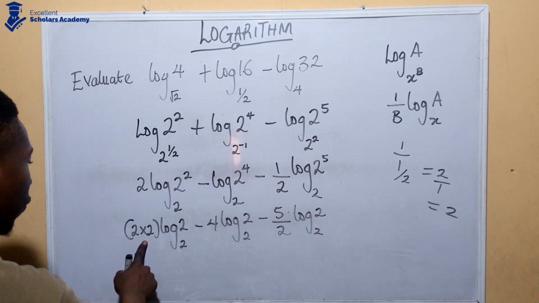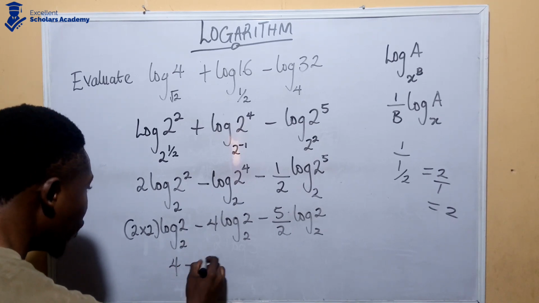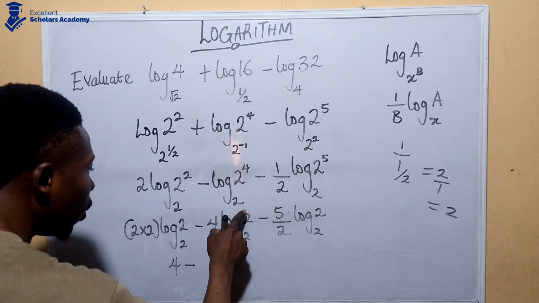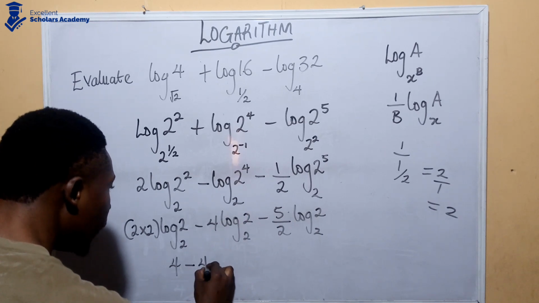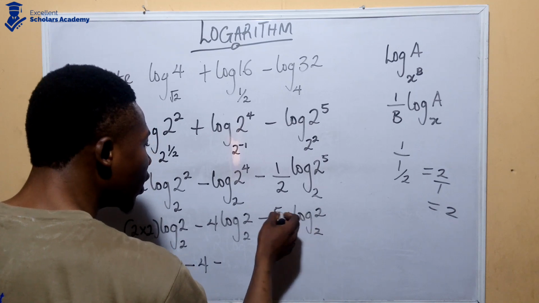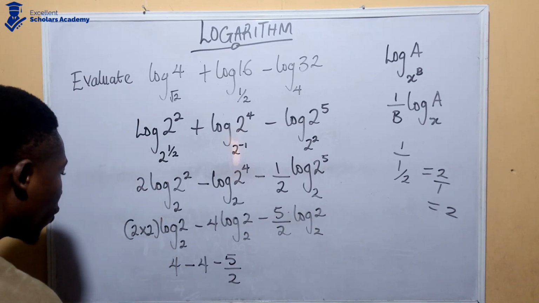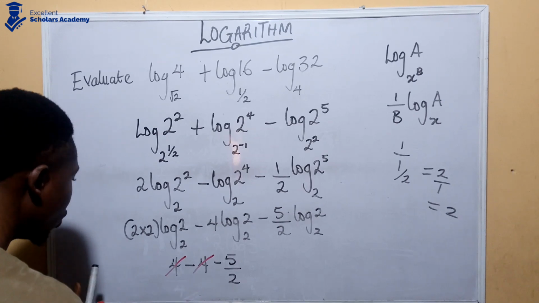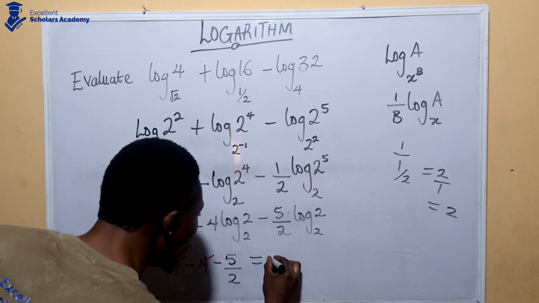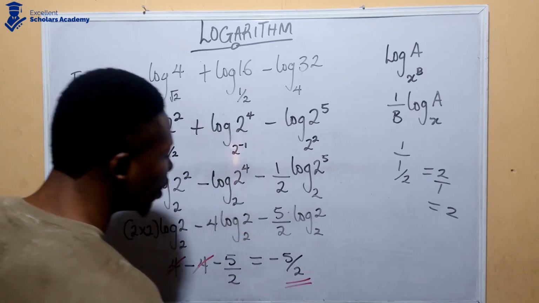Now 2 times 1 over 2 is 1. Log 2 base 2, of course, is 1. So 1 times 1 gives us 1, minus 4 times log 2 base 2, which is 1, gives us 4. Of course, 1 times minus 5 over 2 gives us minus 5 over 2. Now, 1 minus 4 is minus 3, and minus 3 minus 5 over 2 gives us our final answer. Minus 11 over 2 is our final answer.